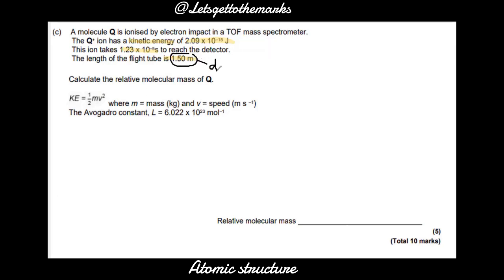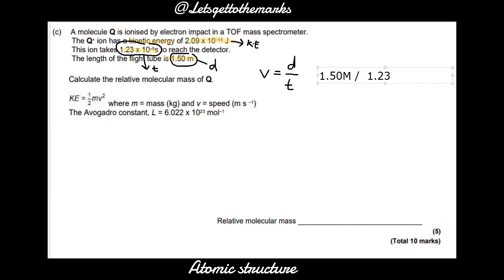So 1.5 meters is the distance. 1.23 times 10 to the minus 5, well, that's time, d and t. And the kinetic energy over here is 2.09 times 10 to the minus 15. So now think about the equations you're going to use. Well, if you've got distance and time, you're going to need velocity over distance and time. And velocity is the linking factor that brings us down to that kinetic energy equation they've put there.